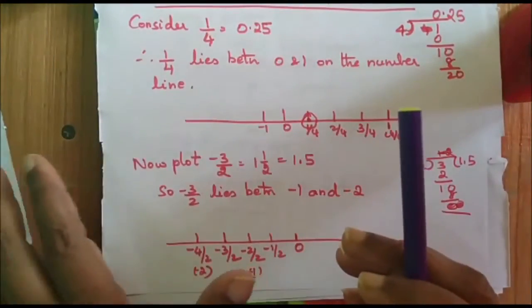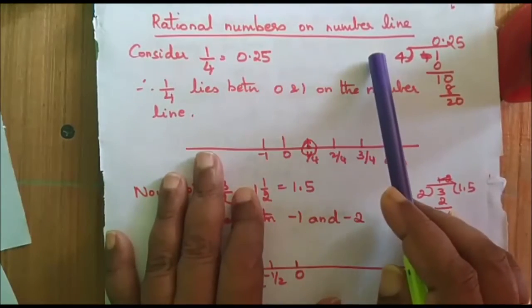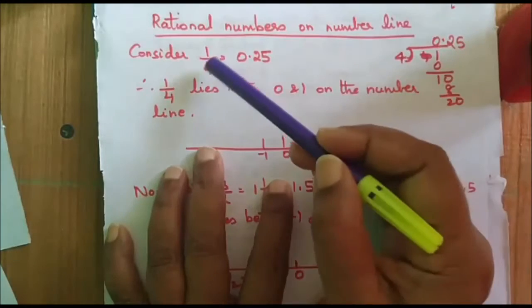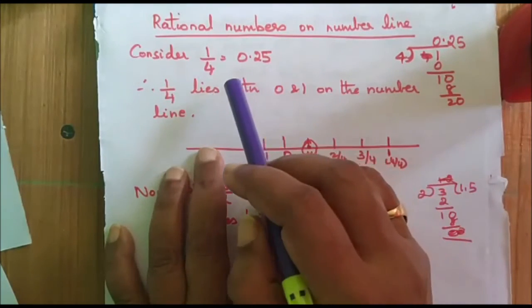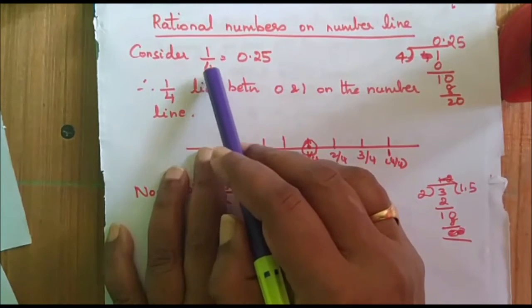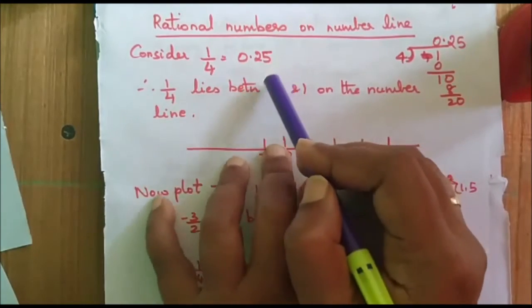Okay. Now we'll go to the next topic, that is plotting rational numbers on a number line. Now if we are given a rational number 1 by 4, and we are asked to plot it on a number line, what we can do is reduce this 1 by 4 fraction into a decimal number. How do we do it?